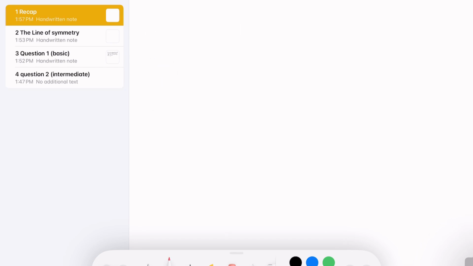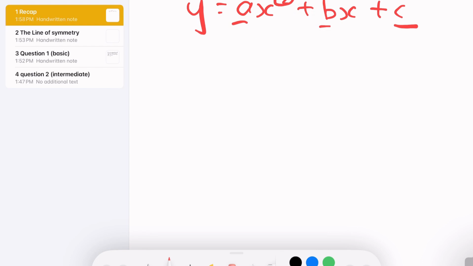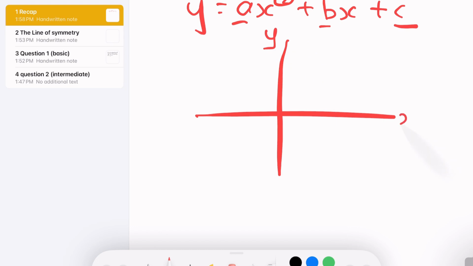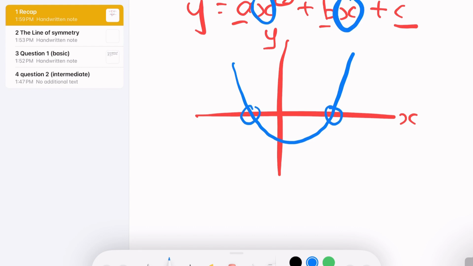This is the standard form of a quadratic equation, where a is a constant, b and c are also constants, and the highest power for x is 2. Now I will draw a graph of a quadratic equation, where this is the y-axis, and that's the x-axis. So when we say find the solutions of x, we mean find the values of x. And the values of x are the same as the x-intercepts.